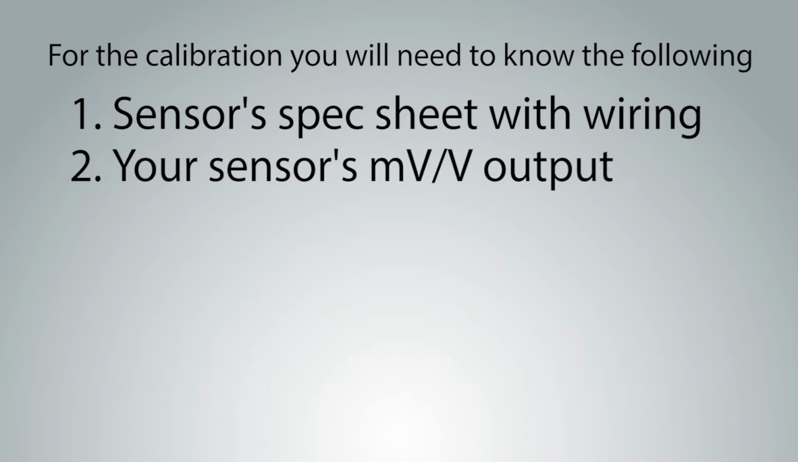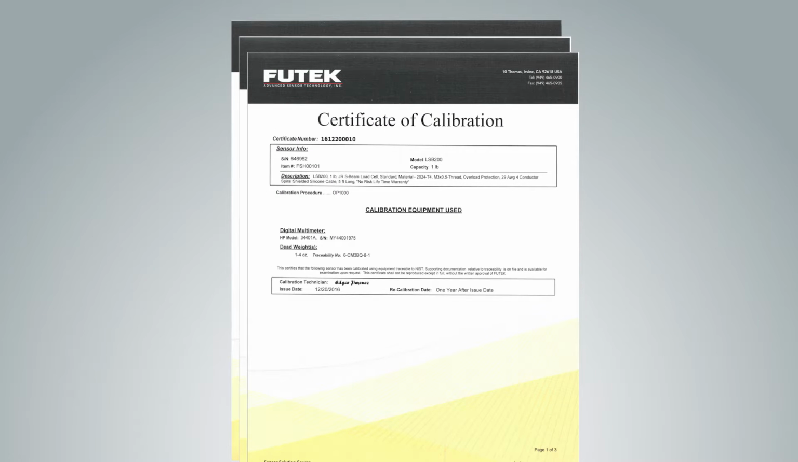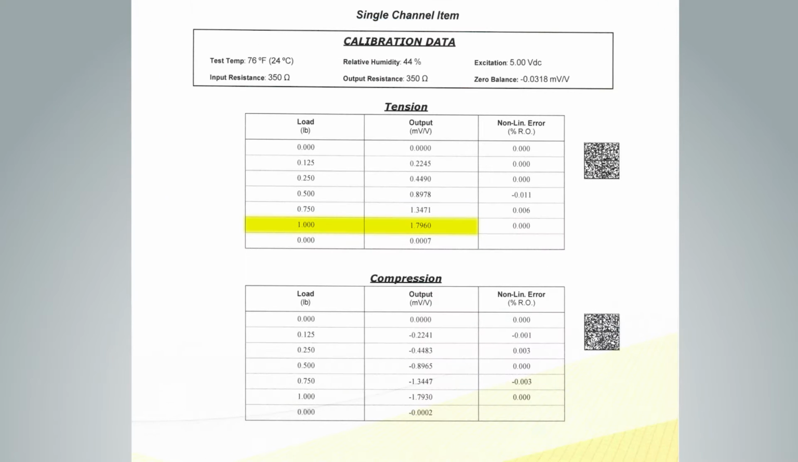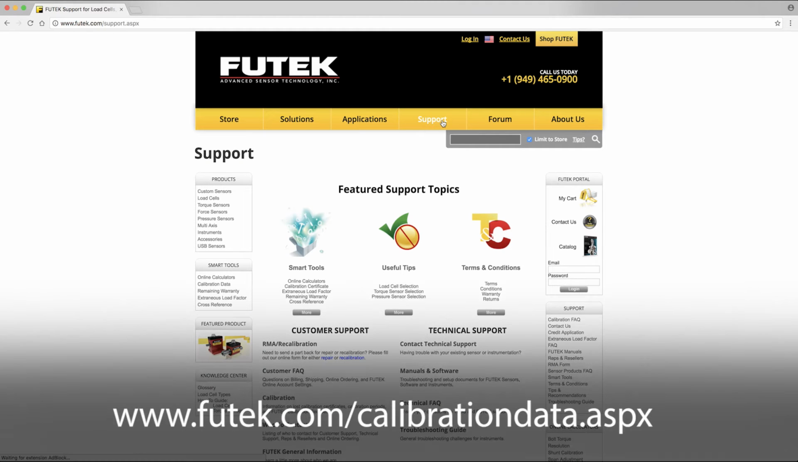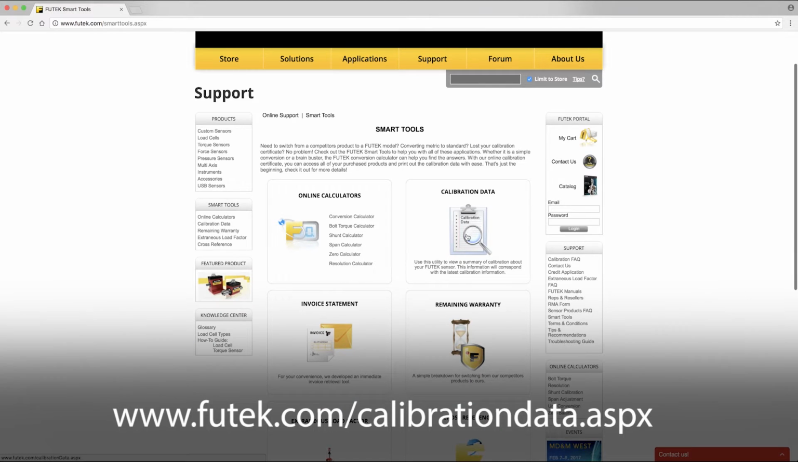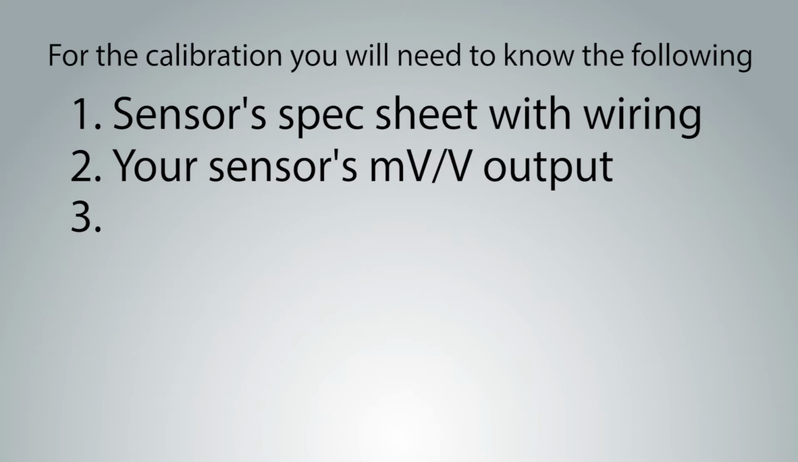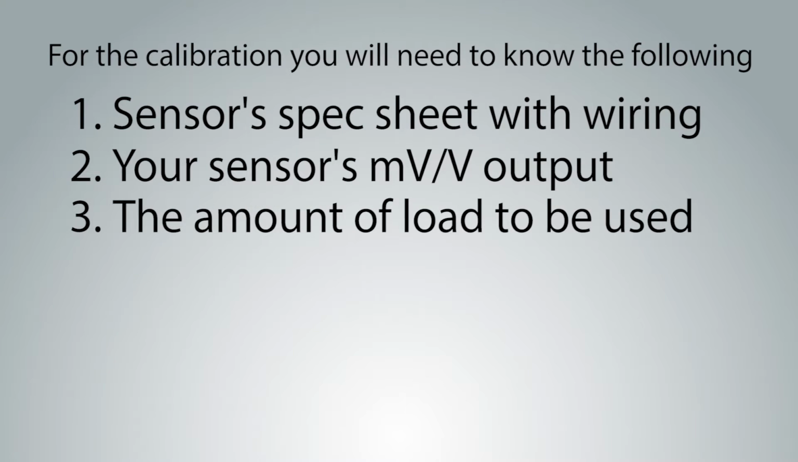Number two, your sensor's millivolt per volt output. The millivolt per volt rated output is an electrical measure of the sensor while under load and can be found on the sensor's calibration certificate. Calibration information can also be found on the FUTEK website by entering the sensor serial number into the FUTEK online calibration summary database.